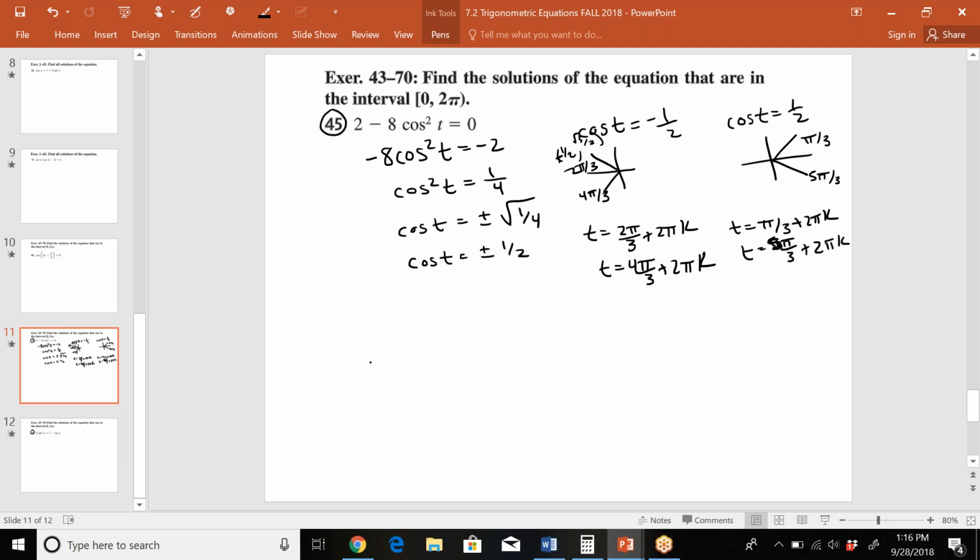So now you get to the point where you want to figure out what are all of the individual solutions between 0 and 2 pi. So imagine writing your solution sets up here. So I'm going to write each one of them.